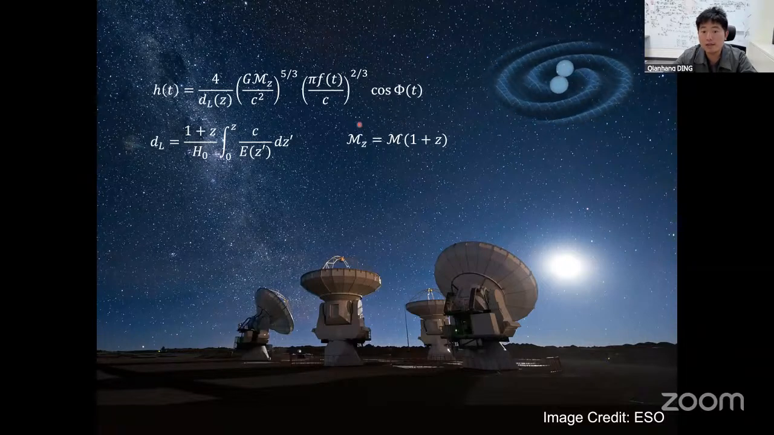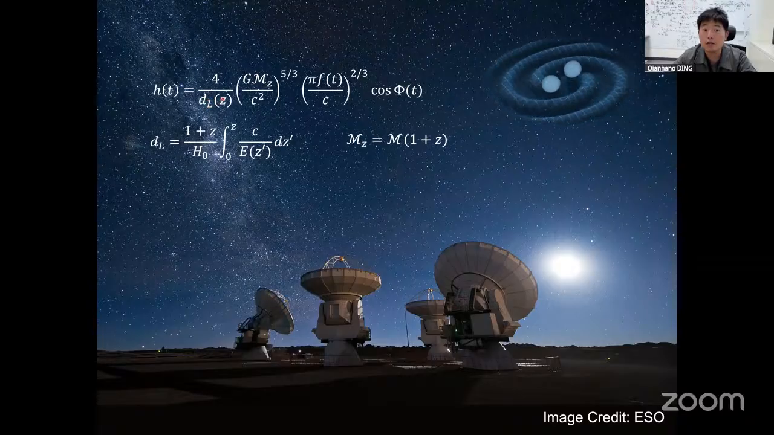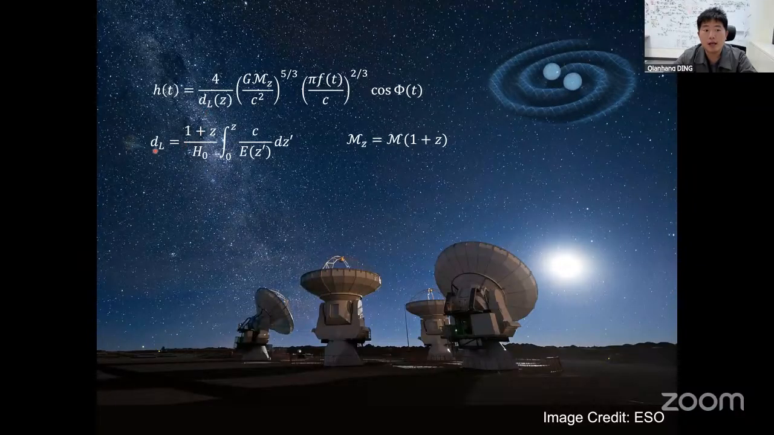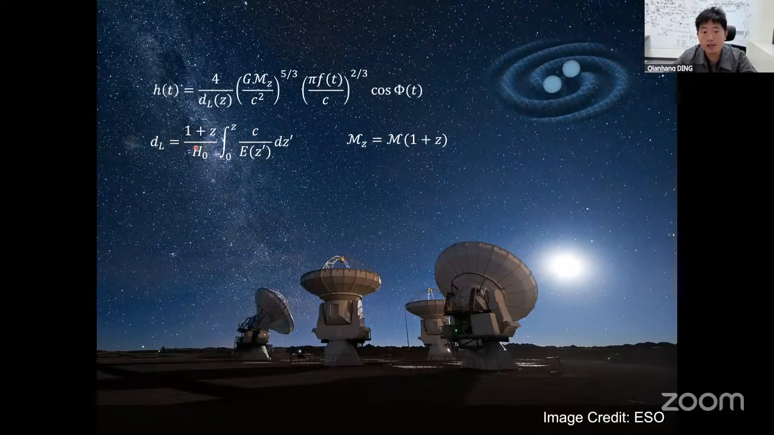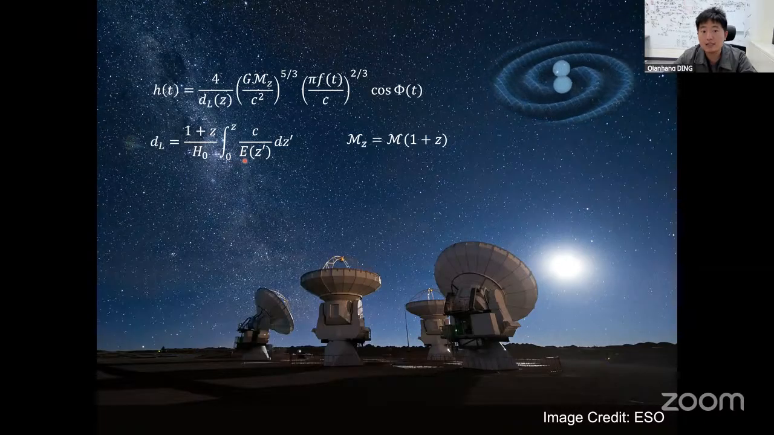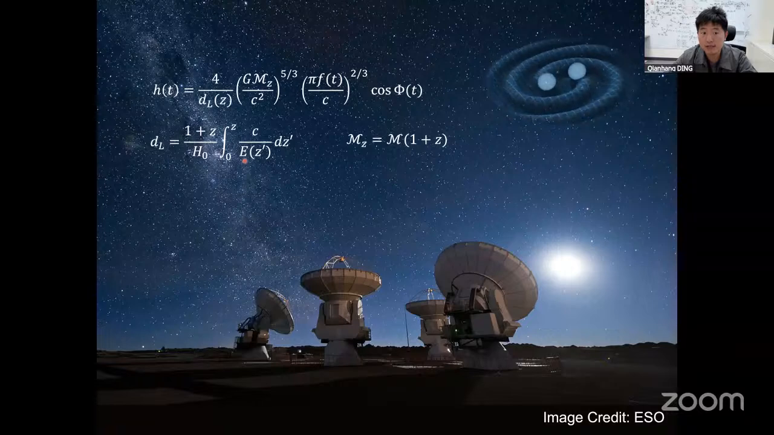And we apply this redshifted mass into the amplitude of this gravitational waveform, and we can obtain the luminosity distance between this PBH binary and us. And this is the luminosity distance. You can find it depends on the Hubble parameter value here, and also depends on the cosmic redshift. And this depends on the cosmological model here. We use the lambda CDM model as a benchmark model here.